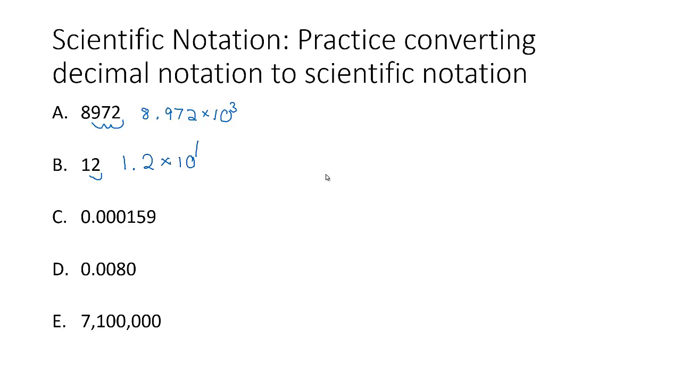For the next number, it is 0.000159, or another way of saying this is in order to move that decimal, you're going to move it to the right 1, 2, 3, 4 places in order to put it just to the right of the 1. So that is 1.59 times 10 to the minus 4. It's negative because we moved the decimal to the right instead of the left.